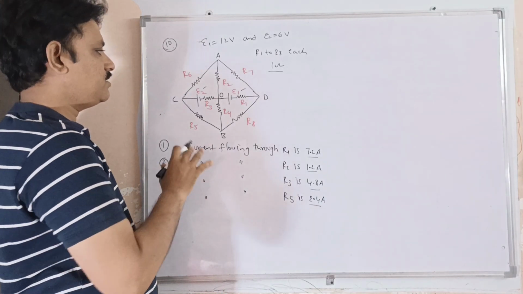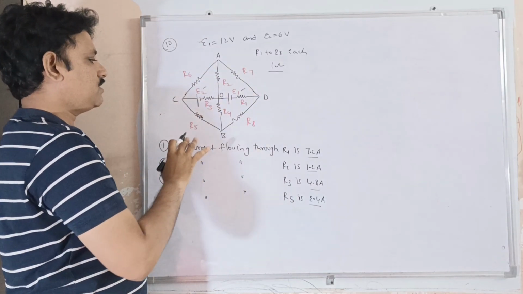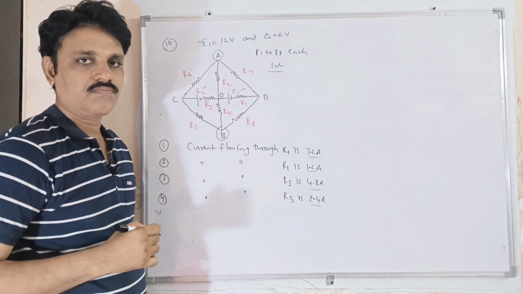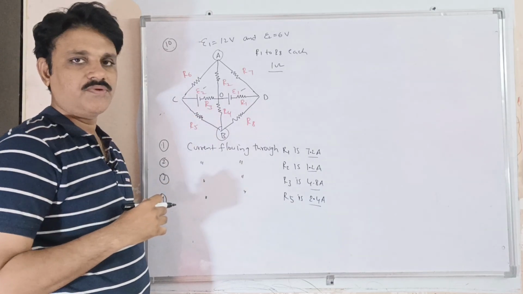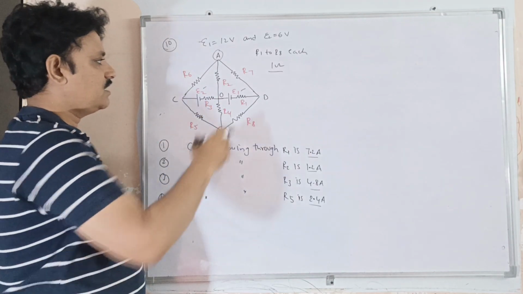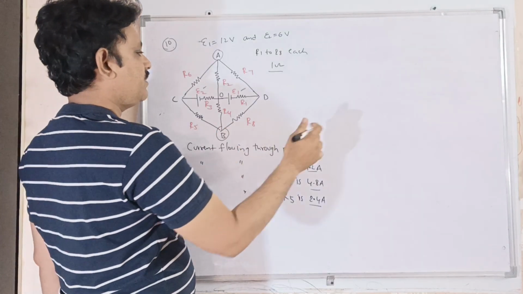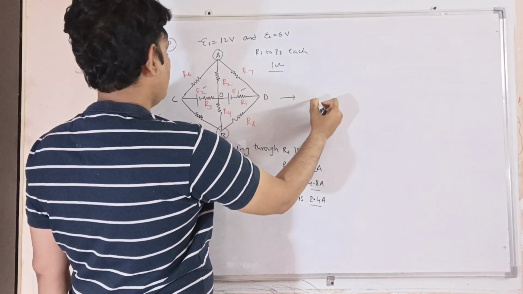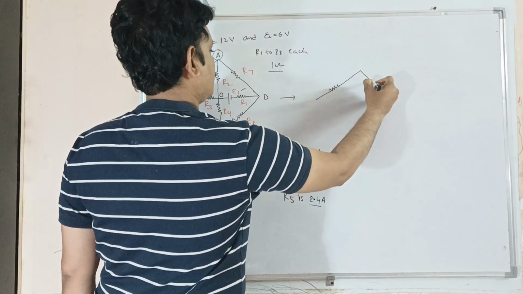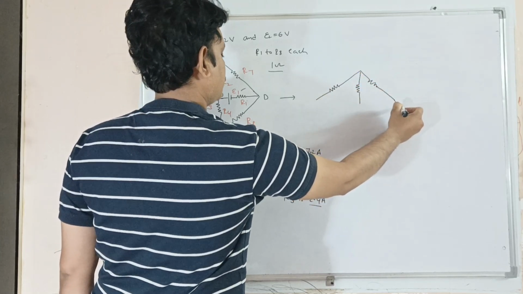Initially, if you observe the circuit, all the resistances are equal, so the potential of A and the potential of B are equal, because there is no potential difference between A and B. R6 and R5 are equal resistances, and similarly R7 and R8 are also equal resistances. So there is no potential difference between A and B, and the circuit will be converted in this way.